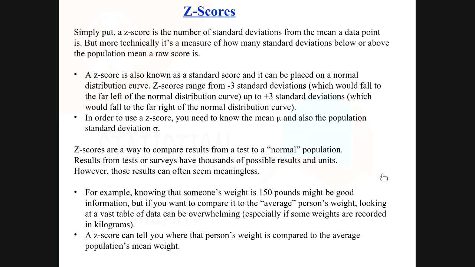For example, knowing that someone's weight is 150 pounds might be good information, but if you want to compare it to the average person's weight, looking at a vast table of data can be overwhelming, especially if some weights are recorded in kilograms. A z-score can tell you where that person's weight is compared to the average population's mean.